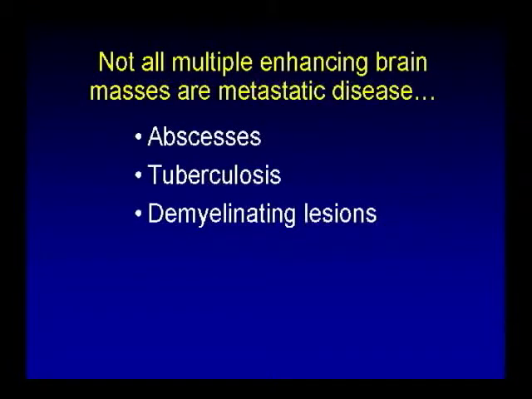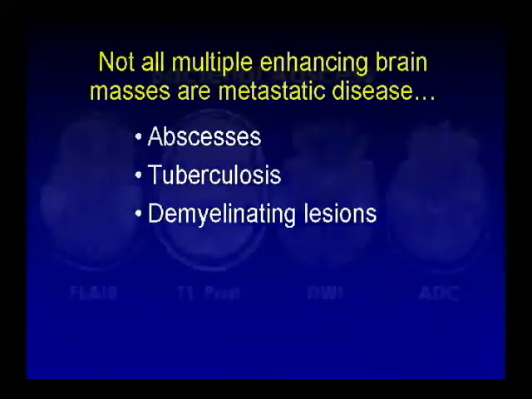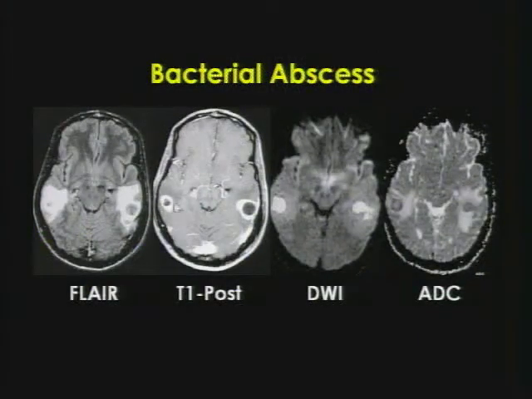Not all multiple enhancing masses are metastases. So let me show you some examples. Here's a young man, diabetic, 2 masses of the brain. Diffusion is incredibly helpful. When you see this kind of a true reduced diffusion, think about a pyogenic abscess.